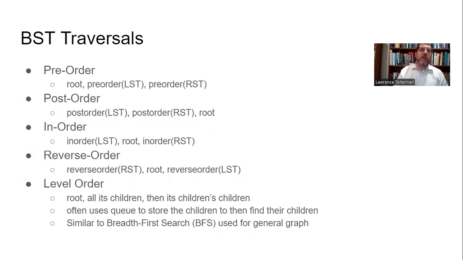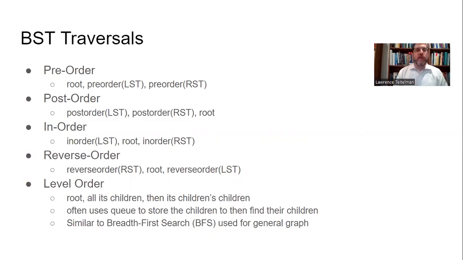There are other traversals, okay? So there's something called pre-order, where you do the root first. Then you do pre-order on the left, and then you do pre-order on the right. You have post-order, where the root goes at the end: post-order on the left, post-order on the right. And we do reverse order: we do reverse order of the right, then we do the root, and we do reverse order of the left. And finally, these are not the only options, but these are the most standard ones, level order, where you do things in increasing order from the root. So you do the root, then its children, then its children's children, and so on and so forth. And it's basically like a breadth first search.